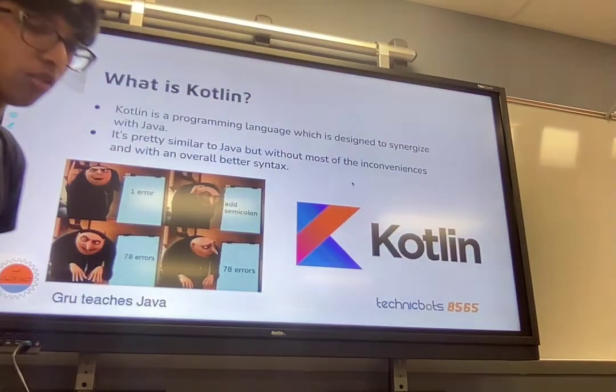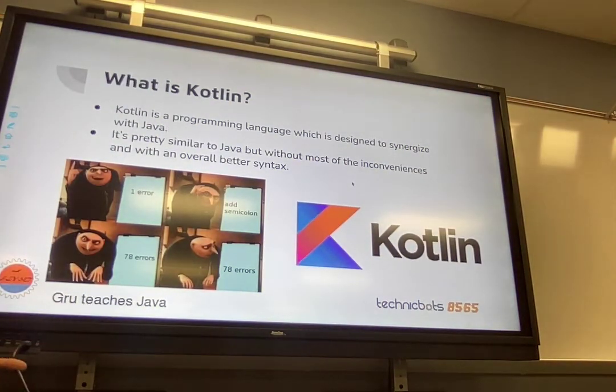So what is Kotlin? Kotlin is a programming language which is designed to synergize with Java. It's pretty similar to Java, but without most of the inconveniences and with an overall better syntax. The reason for this is that Kotlin is made by JetBrains, the company that made the IntelliJ IDE, which Android Studio is based off of. Hence, it's really easy to implement Kotlin into any of your Java projects. So that's pretty nice.